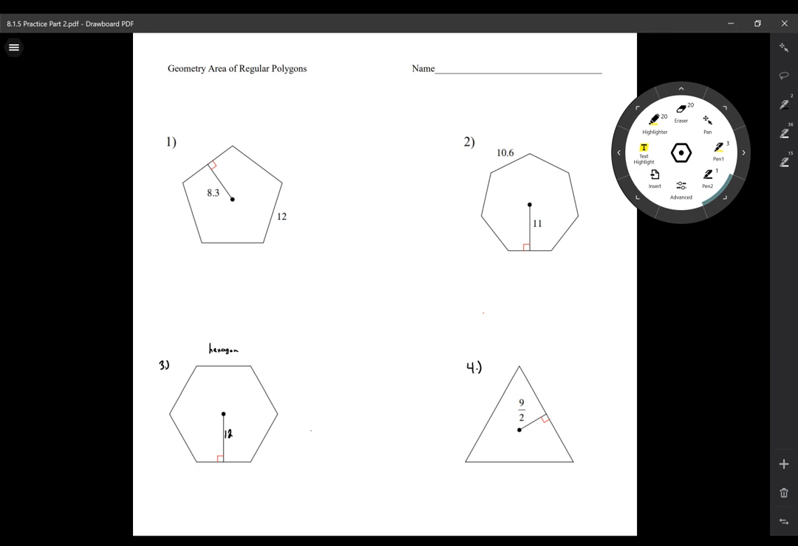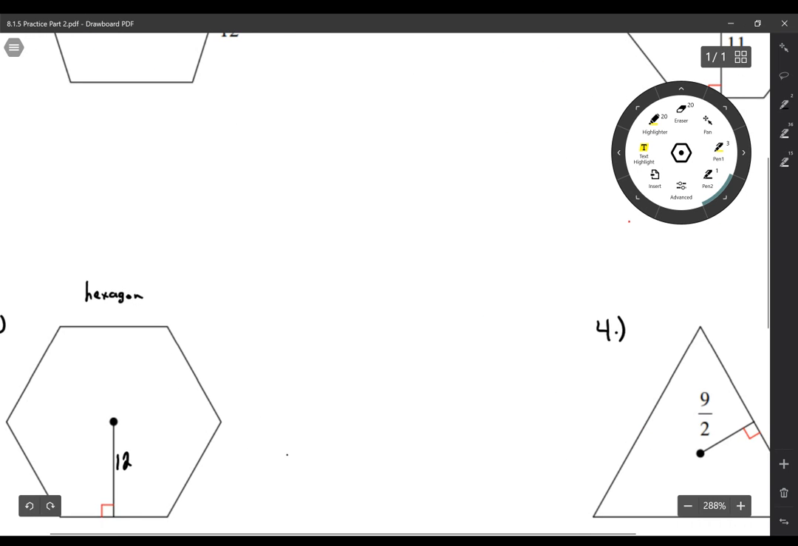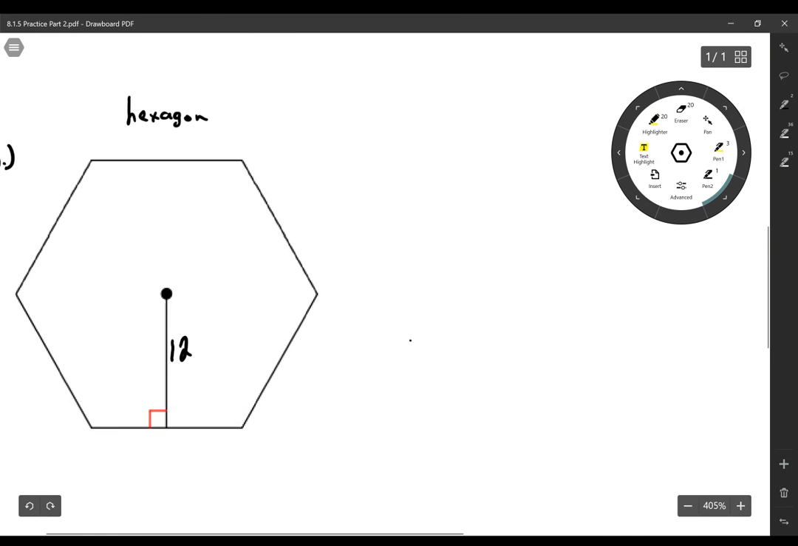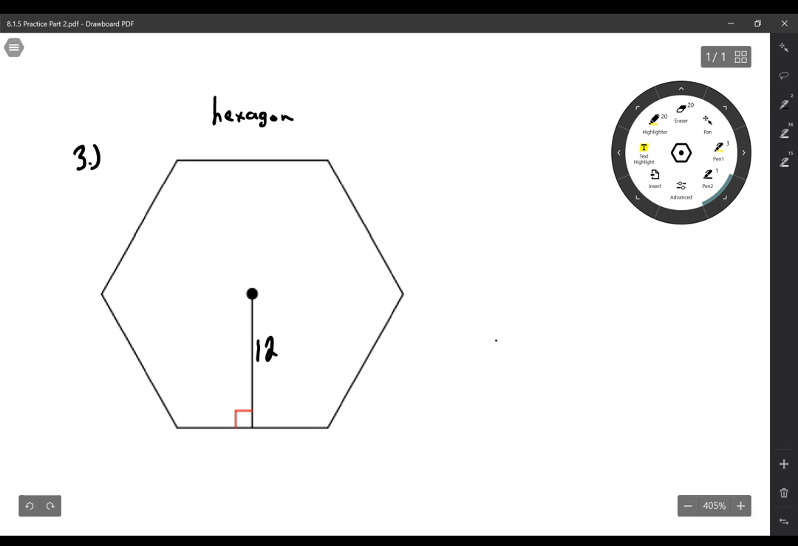These questions are what you'll be reviewing, except the one that I'm going to do as an example, number 3, is actually a different number. So don't copy this down as your work for this question because the values we're working with are different. As it says here, this is a hexagon and we're trying to find the area.